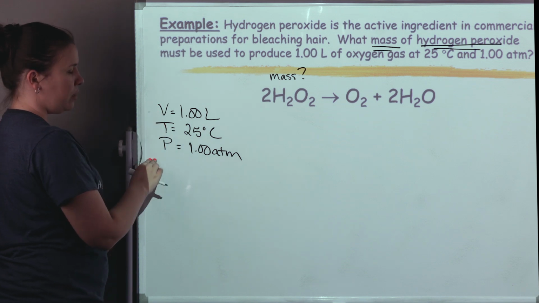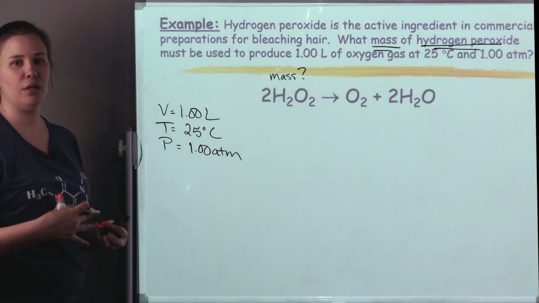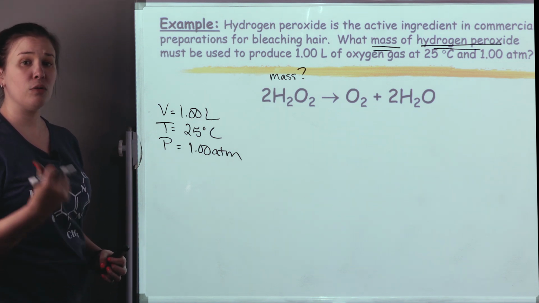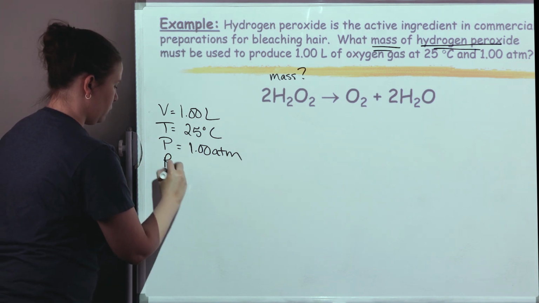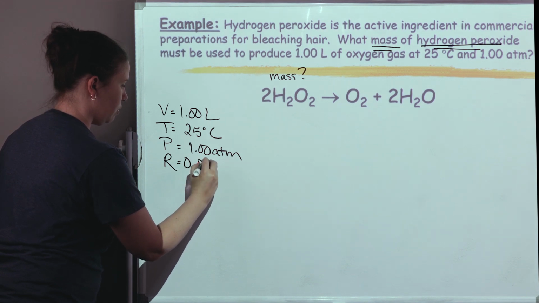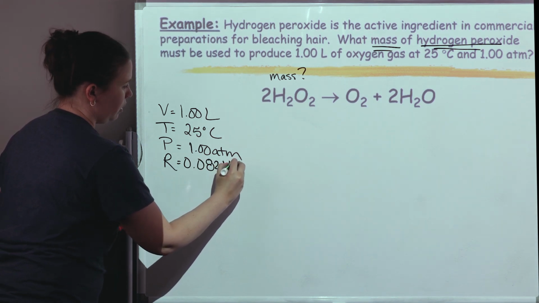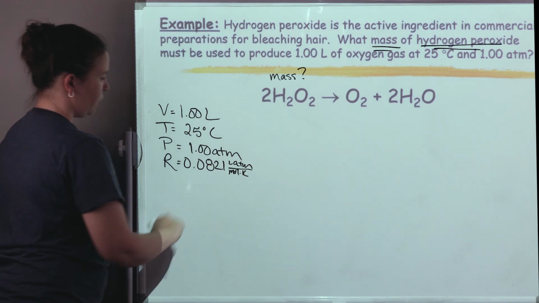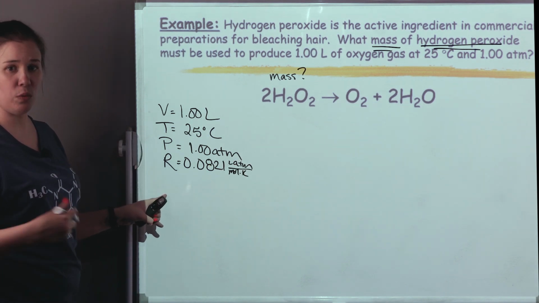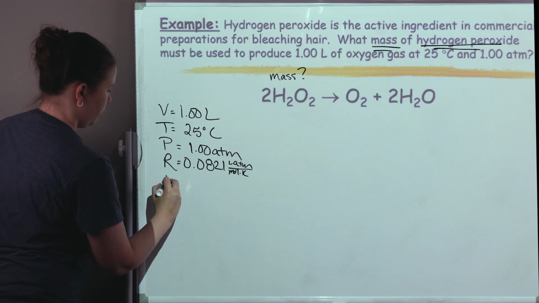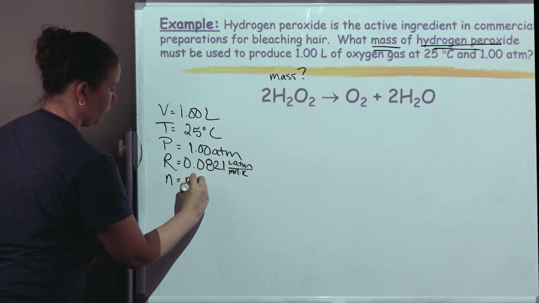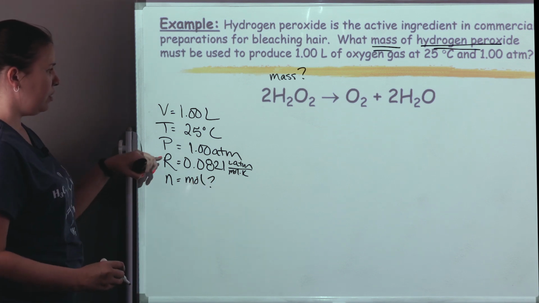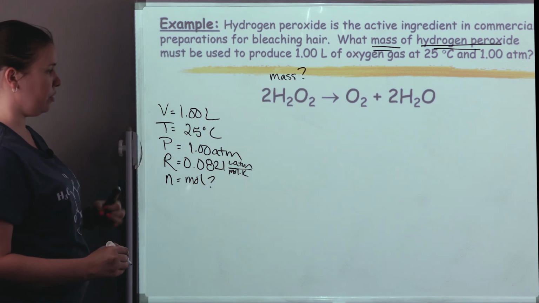Since I only have 1 of each, I know I'm not going to be using a combined or one of those other gas laws. It's going to be an ideal gas law question, so I know I'm going to need R. So R equals 0.0821 liter atm over mole Kelvin. So if I have these 4 things, what could I solve for next? N, or the number of moles. So how many moles do we have given these initial variables?